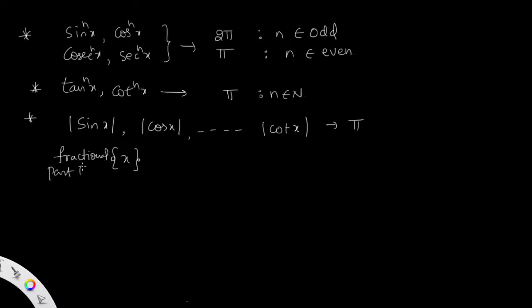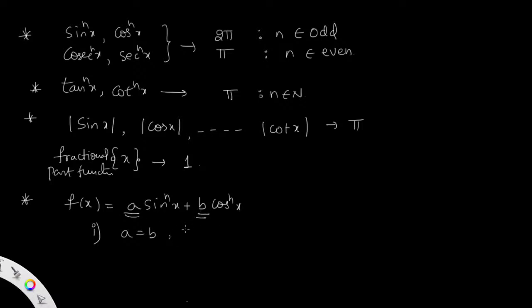The fractional part function always has the same fixed length, only 1 unit. Another form is f of x equals a sin^n x plus b cos^n x. If a equals b, that is, the coefficients a and b are equal and the power n is even, then the period is pi by 2. Second condition, if a is not equal to b and n is odd, then the period is always pi.